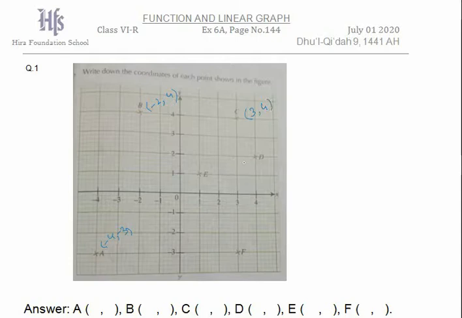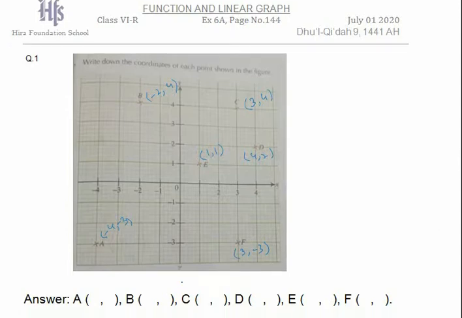And for D, the same method, x is 4 and y is 2, and both are positive. E has the coordinate x is 1 and y is 1, both are 1. And finally the coordinate of F is basically the value of x is 3 and the value of y is minus 3.